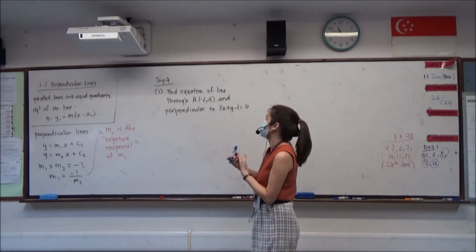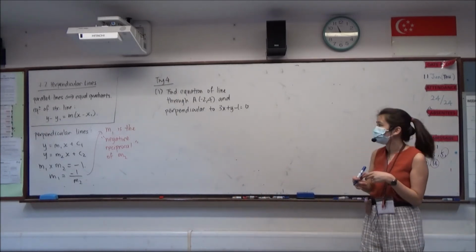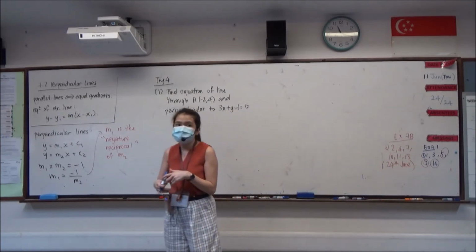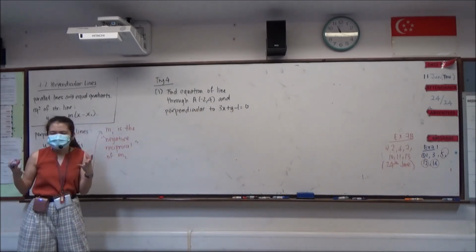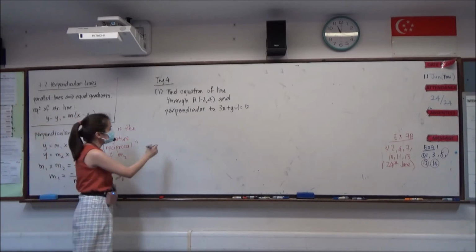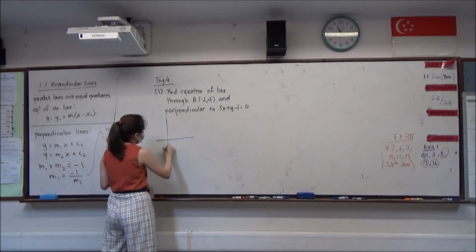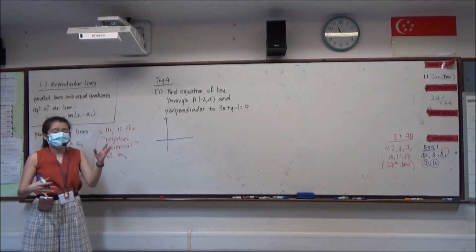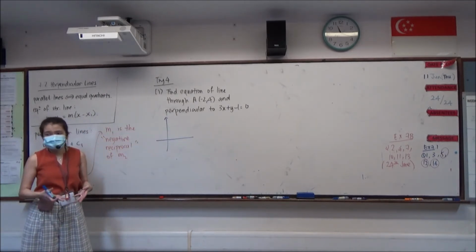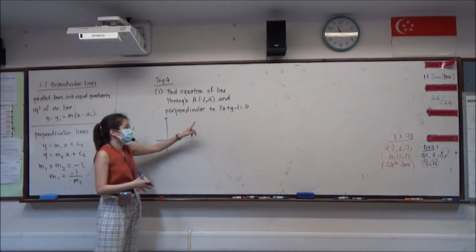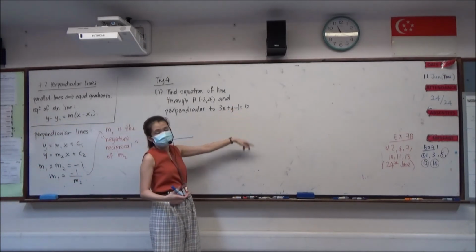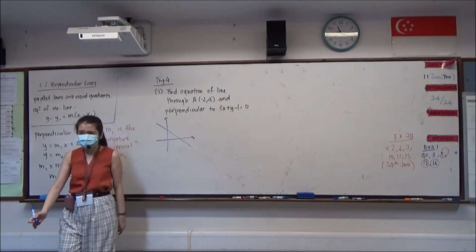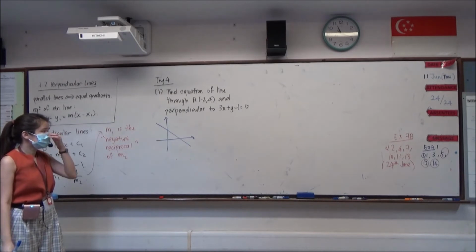We want to find the equation of the line through (-2, 4) and perpendicular to 3x + y - 1. If you don't understand it in words, you may want to draw a diagram. What it simply means is that there is a line. You don't need to care whether it is upward or downward sloping. If you can see it, it's actually a negative gradient and downward sloping, but that doesn't matter. It's just for you to understand the question.